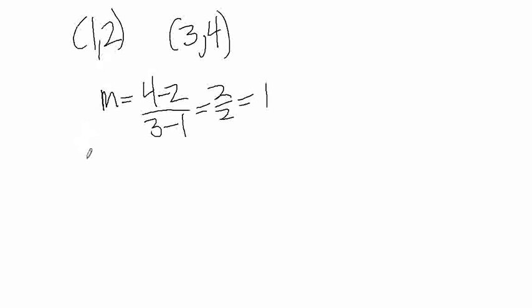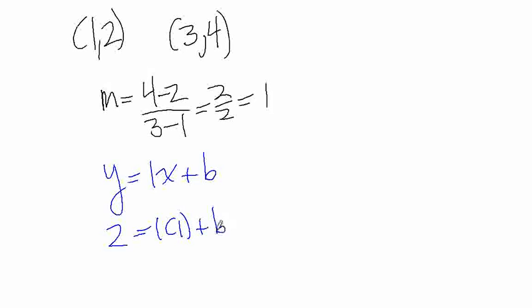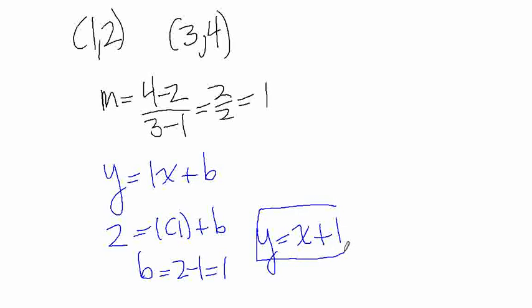Okay, so y equals 1x plus b, and then pick either point to get values to replace the x and y variables with. So I'll use (1, 2). So 2 equals 1 times 1 plus b. So b is equal to 2 minus 1, or 1. Putting it all together, y is equal to x plus 1. All right.